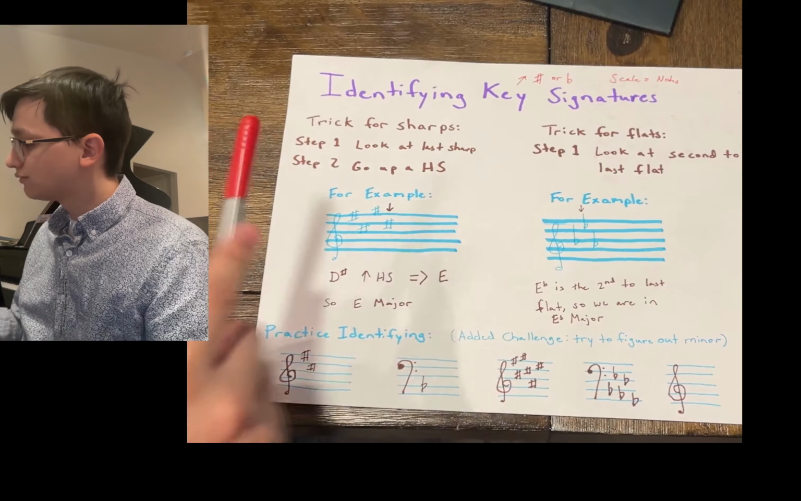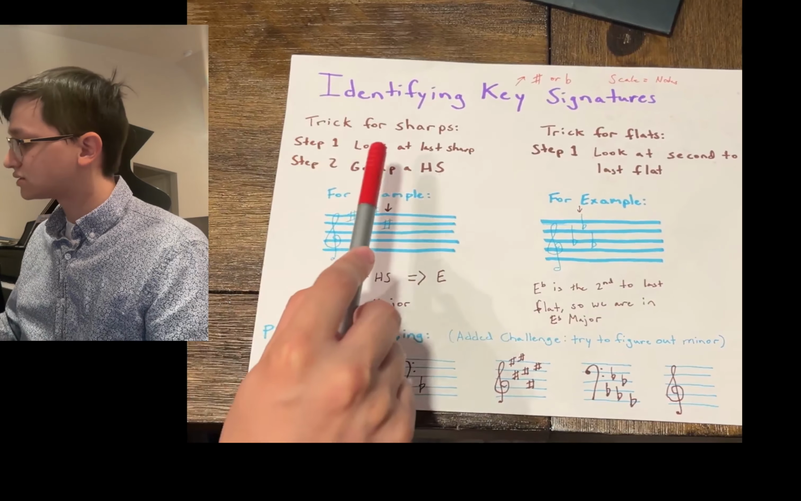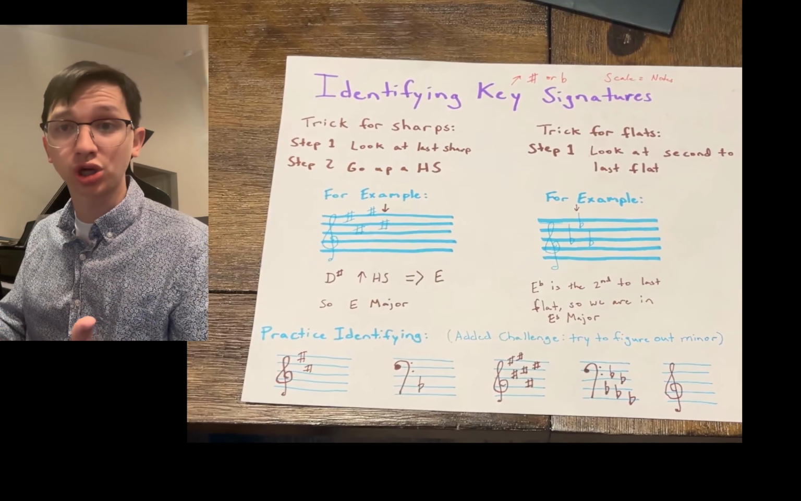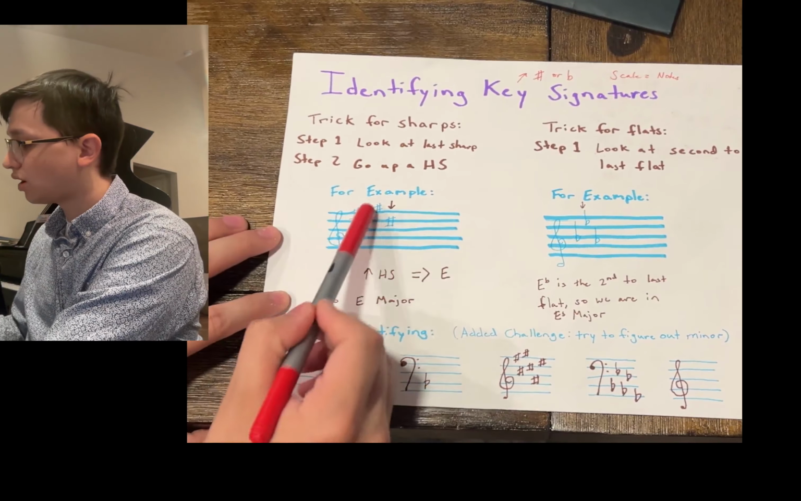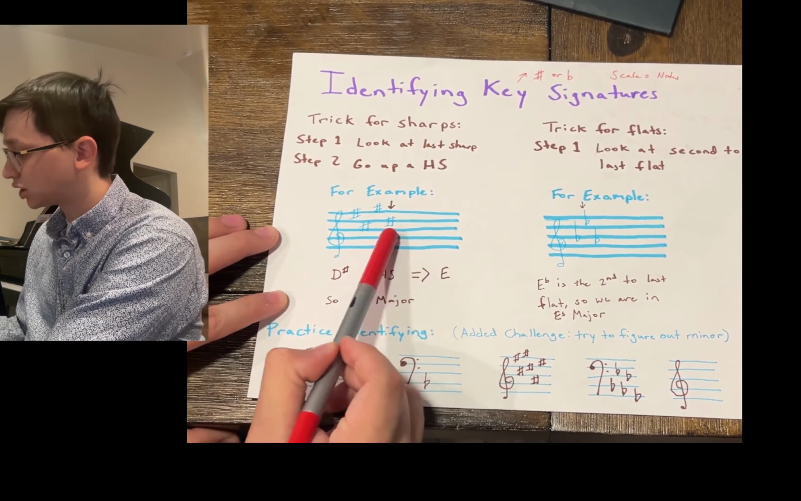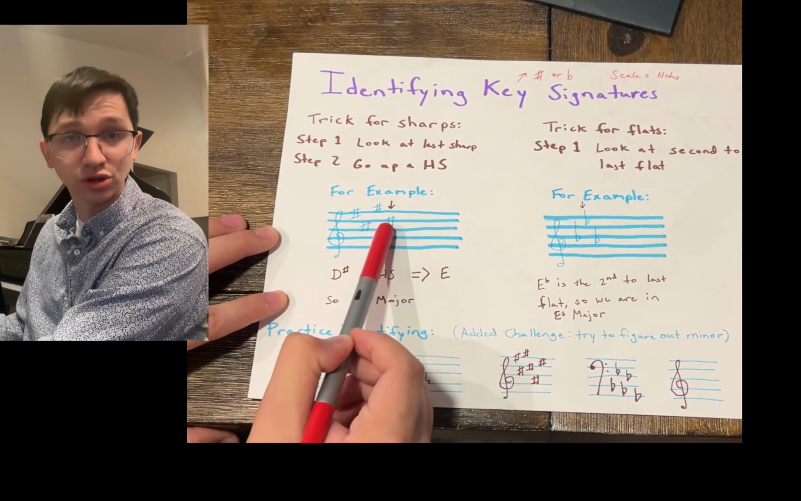So when you're looking for the sharps, step 1 is that you just look at the last sharp that shows up. Again, the newest sharp. Now that last sharp is on the right side here. So here we have F sharp, C sharp, G sharp, and then D sharp. So D sharp would be that last sharp, the newest sharp.